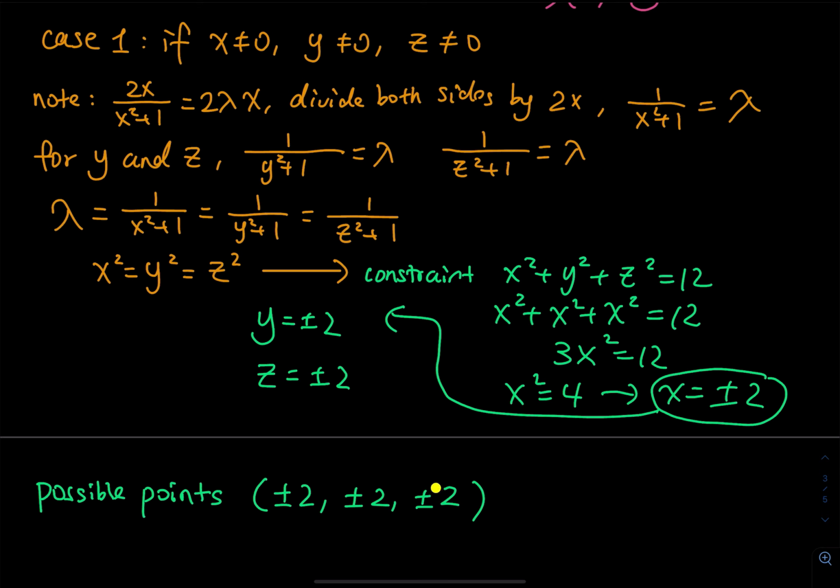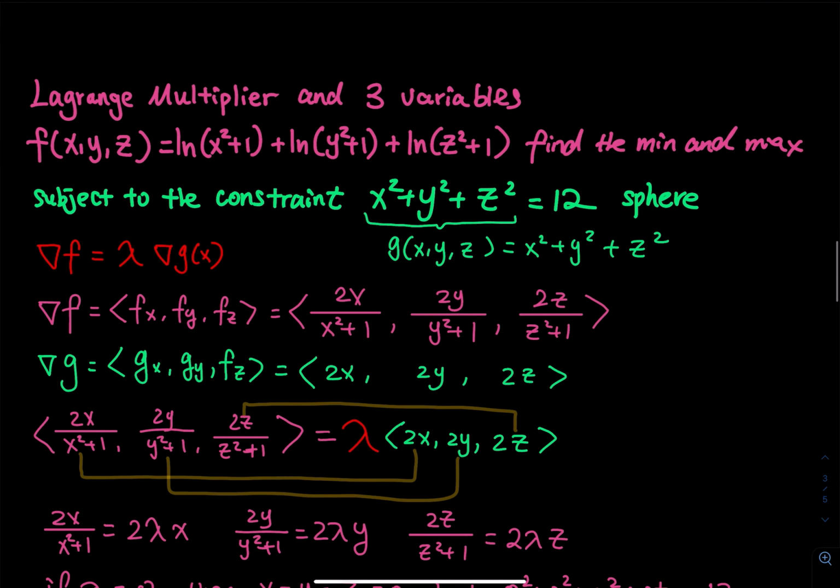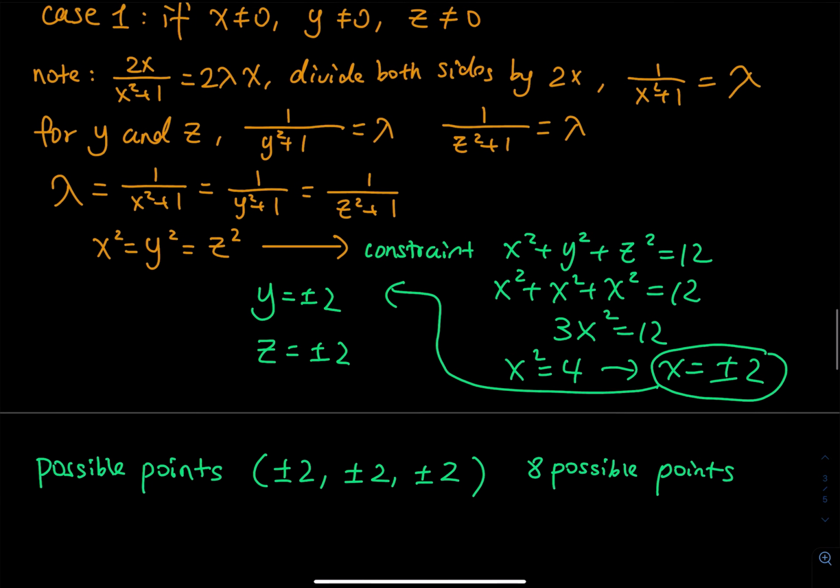Oh no, actually I'm sorry, not 6. There are 2 possible values for x, 2 possible for y, 2 possible for z, 2 times 2 times 2, 8 possible points. So there are 8 possible points, if you take care of all the combinations. Since x, y, and z are all squared in the objective function, do you see that? They are all squared in the objective function, so we can just use the plus or minus.